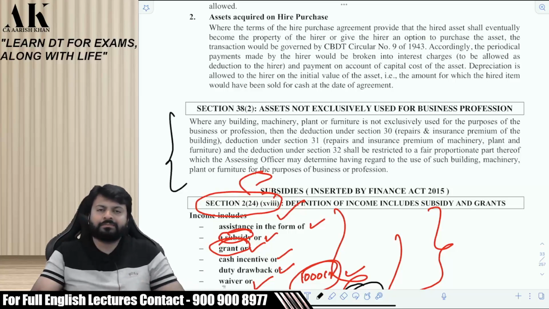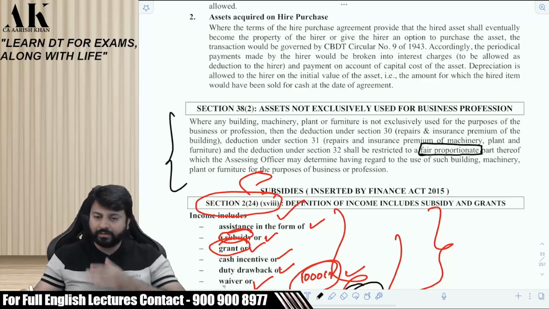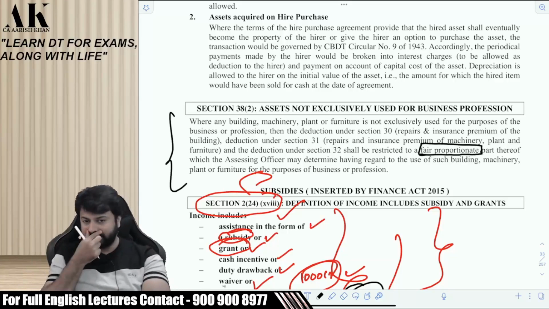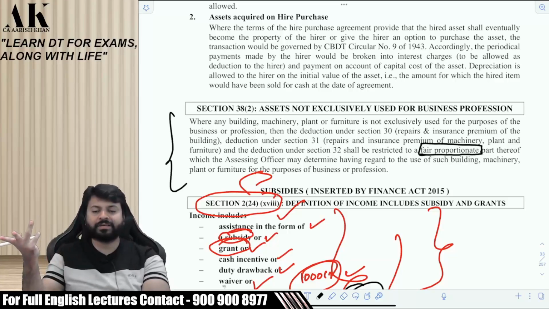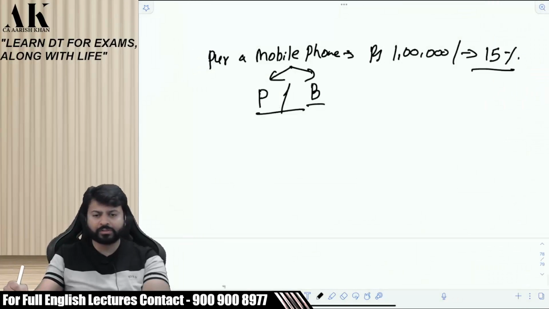What is written over here? AO will determine and it will be restricted to a fair proportionate part. Right? Again, what is fair proportionate? Fair proportionate is a subjective term, right? Everybody will differ on this particular term. Someone would say 20% is fair proportionate. Someone would say 30% is fair proportionate. I cannot say.